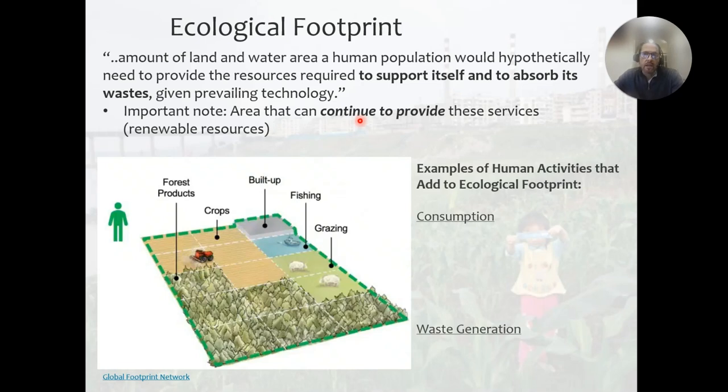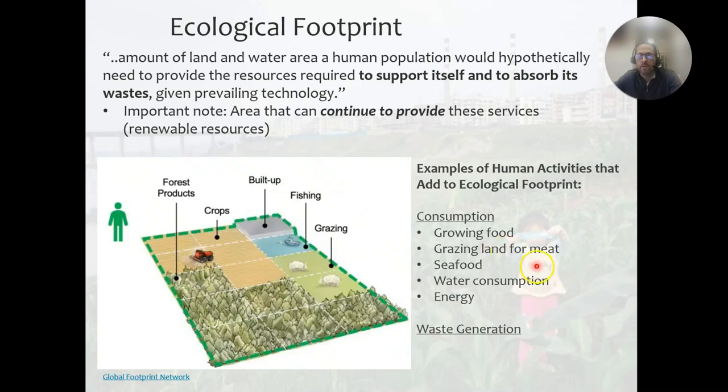It's not like we're taking up this much area and then it sort of disappears or it's completely devastated. It's not like that. It's like how much can we use of an area of land that can continuously provide those resources. Okay, super super important. So some basic examples of things that add to human ecological footprint, and maybe you want to pause and think about what might do it. So from a consumption perspective, where are we getting our food from? What type of food are we eating? Are we eating seafood? Are we eating too much seafood?